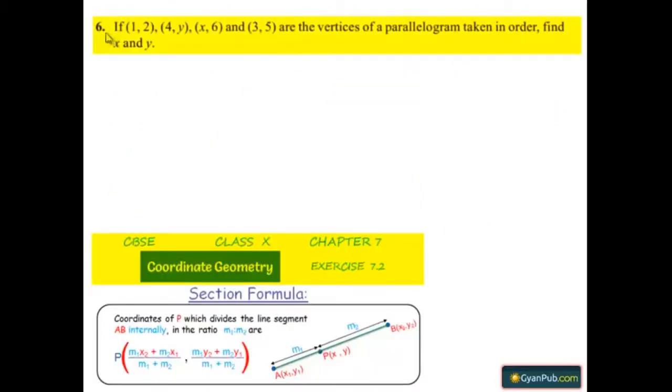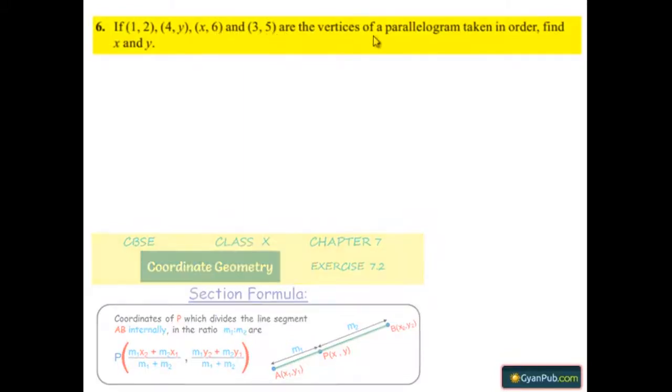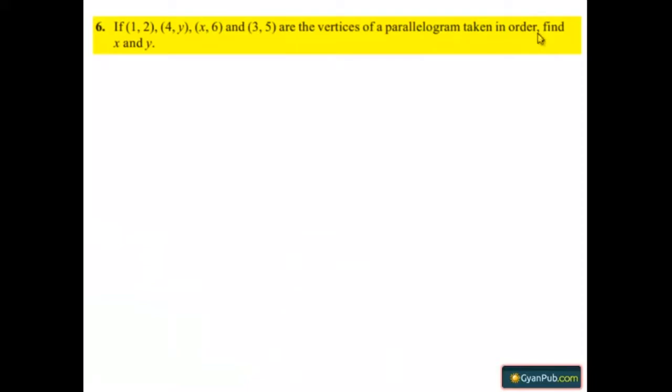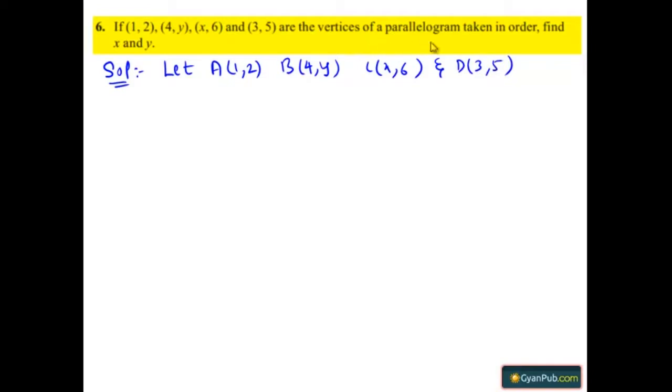Coming to question number 6: if (1, 2), (4, y), (x, 6) and (3, 5) are the vertices of a parallelogram taken in order, find x and y. Moving on to the solution, let the given points be A(1, 2), B(4, y), C(x, 6) and D(3, 5), which are the vertices of a parallelogram taken in order. So we need to find the values of x and y.